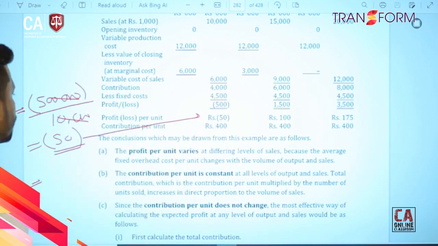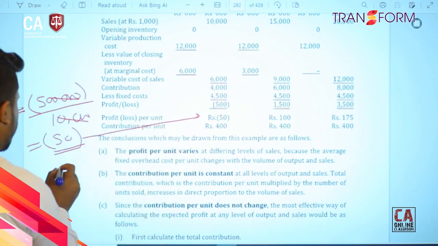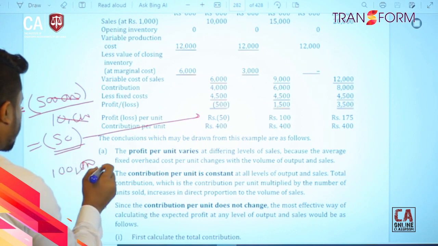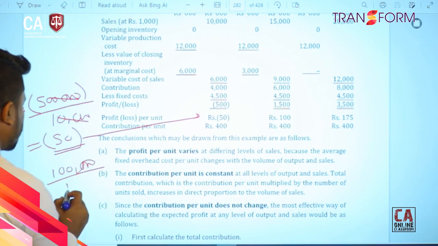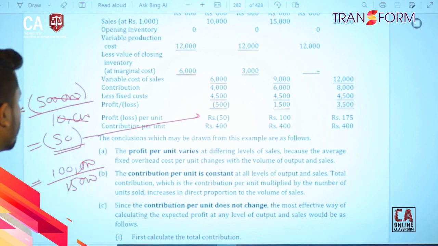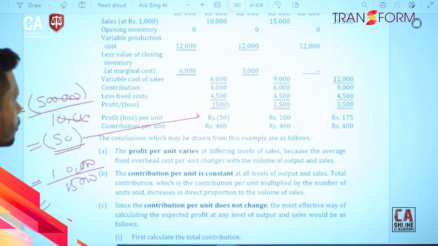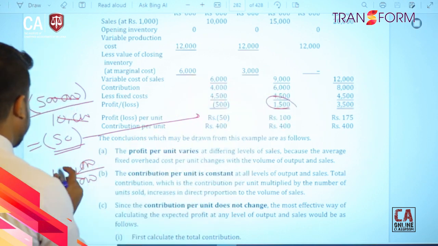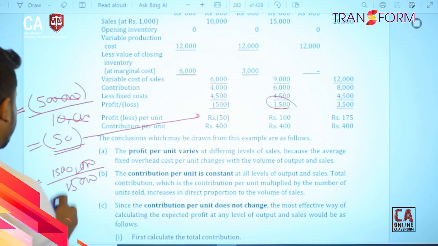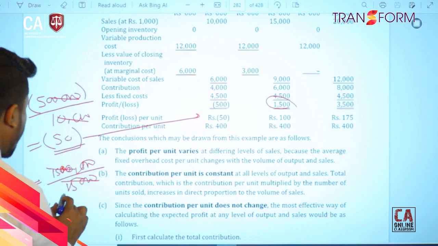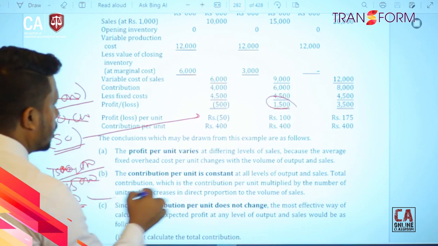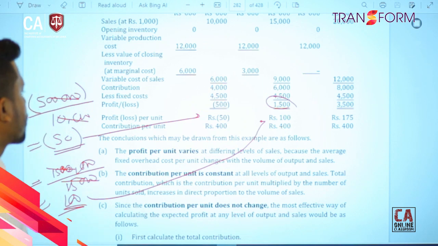If you are going to calculate the profit per unit under the second level, your profit would be 1,500,000 divided by the number of units you sold, 15,000. Here there is a mistake, right? Profit would be 1,500 thousand, which means you can take 1.5 million divided by 15,000. Then you have 100. This is your second level profit.